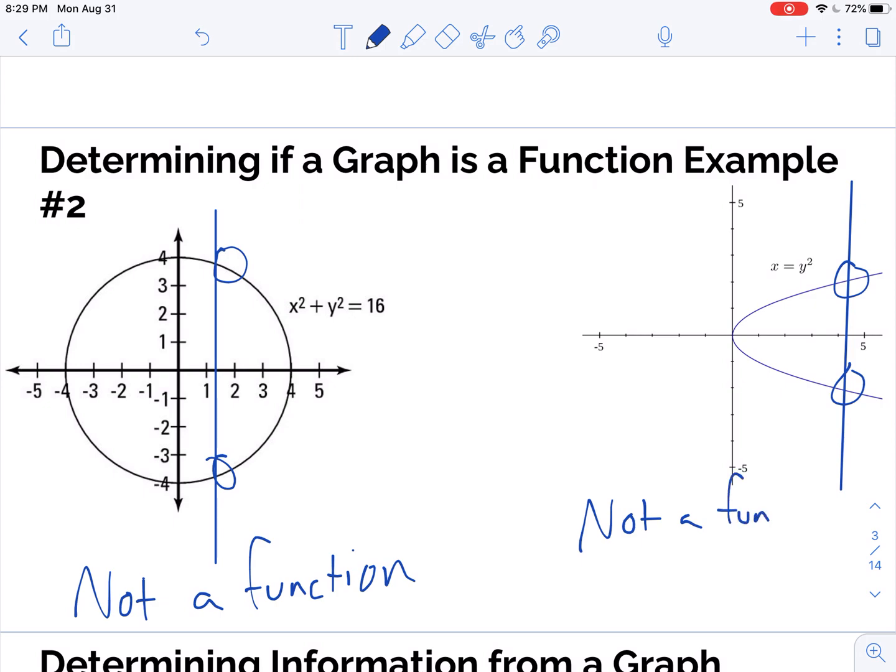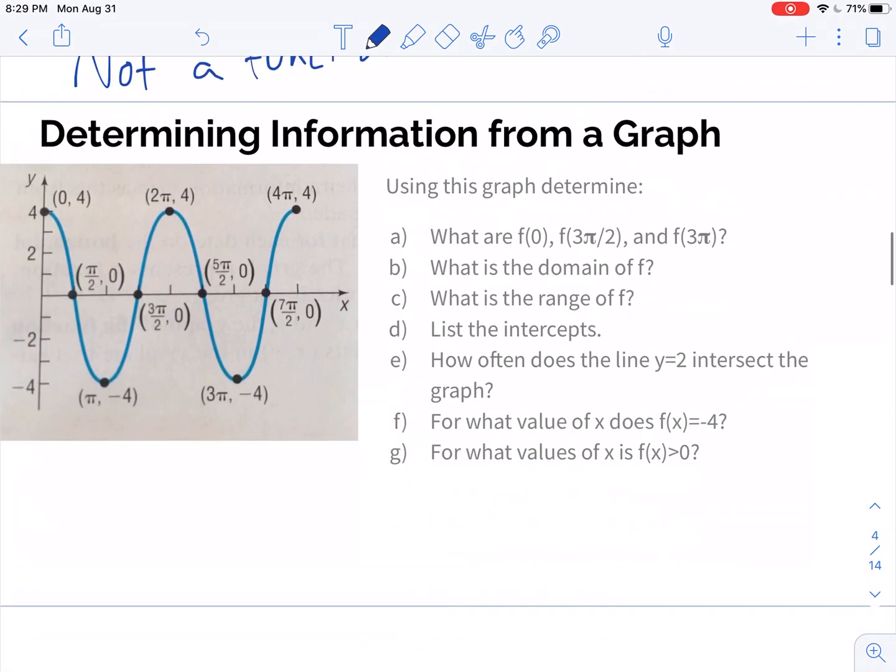This is really straightforward. You guys have done this in Algebra 2. You've done it in Algebra 1. This is nothing that should be groundbreaking. We should be very, very confident in doing the vertical line test to determine whether or not something is a function. Now here's where it gets a little bit more complicated.